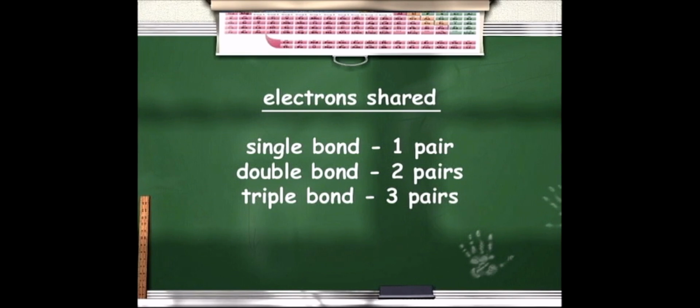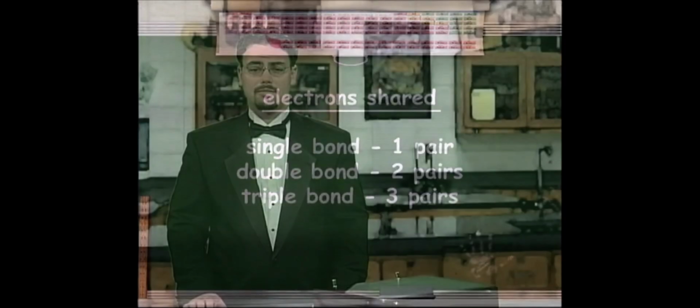When 2 atoms share 1 pair of electrons, the bond is called a single bond. When 2 atoms share 2 pairs of electrons, the bond is called a double bond. When 2 atoms share 3 pairs of electrons, the bond is called a triple bond.